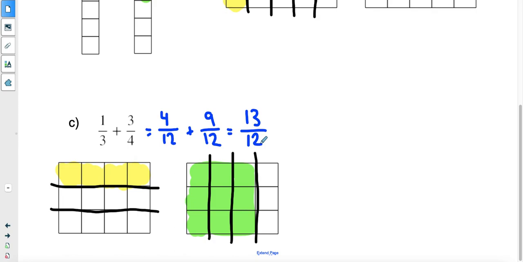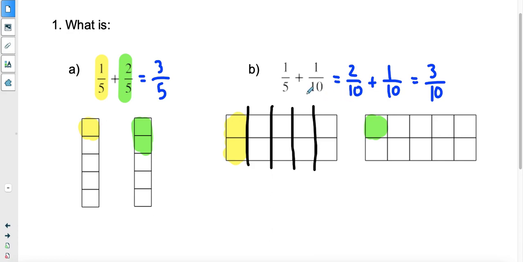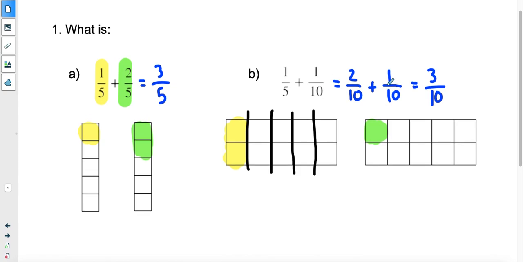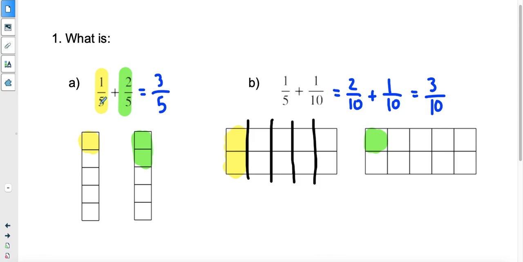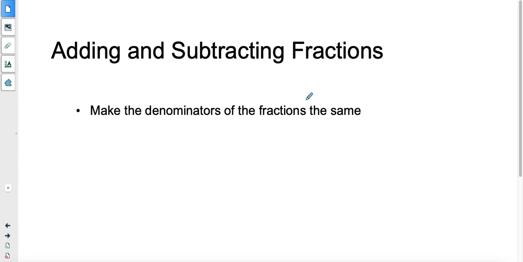So, you might have noticed a few things when I was adding these fractions together. So first, I made the denominators the same. In all these examples, I converted these fractions so that the denominators are the same. Another thing you might have noticed is when my denominators were the same, I just added my numerators together. And that's the idea: when we're adding or subtracting fractions, we want to make the denominators the same.